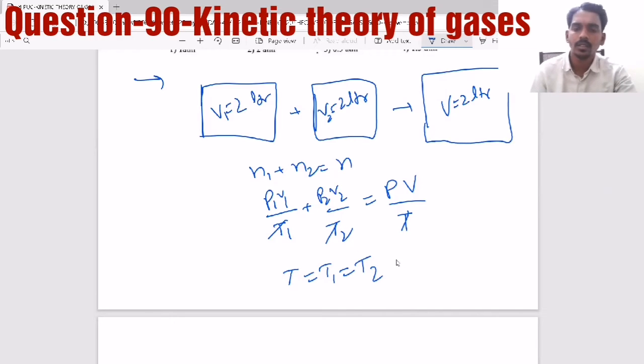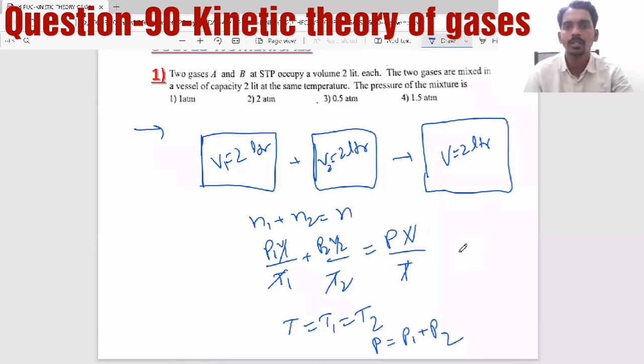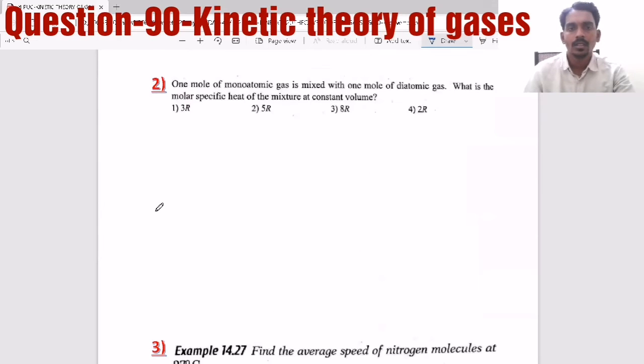So that gets cancelled. Then V1, V2 each is 2 liter, V is also 2 liter. Then V1, V2, V also get cancelled. Then finally you get the equation P equals P1 plus P2. Standard pressure means 1 atmosphere. 1 plus 1, 2 atmosphere. So like that you need to understand.